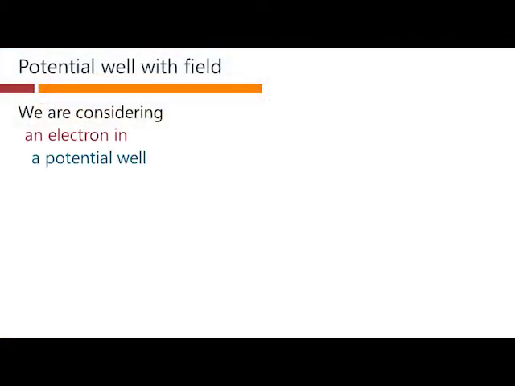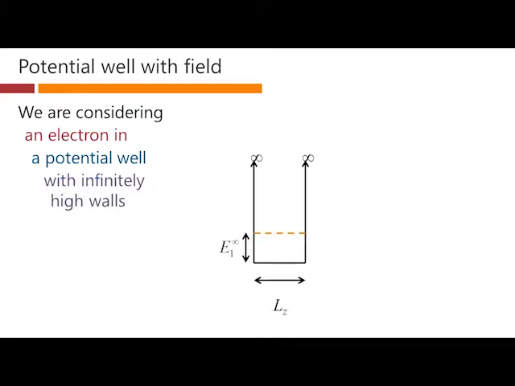So we're going to consider an electron in a potential well with infinitely high walls as usual. It will have a thickness, Lz, and the usual notation we have for the energy of the first confined state in that well would be E1 infinity, the infinity indicating we've got infinitely high walls as usual. We'll be using that as an energy unit later on, and we'll be using this thickness as a distance unit later on.